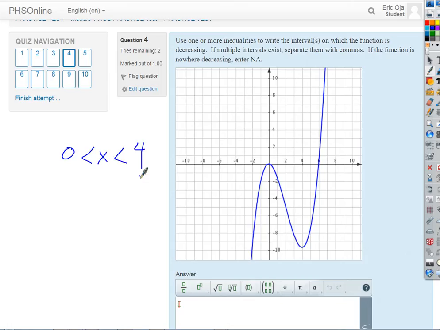Do I include equal signs? No. I don't include equal signs because at 0, the function is actually flat, right? If I really was careful, I could balance a ball on the top of that mountain and it wouldn't roll, right? But if I push it to the right at all, it's going to roll down. Make sense? And same thing down here. When he's standing at the very bottom, it's flat. So it's only between those two, between the peak and the valley, the maximum and the minimum, that it's actually going downhill. So that's my answer. Okay?